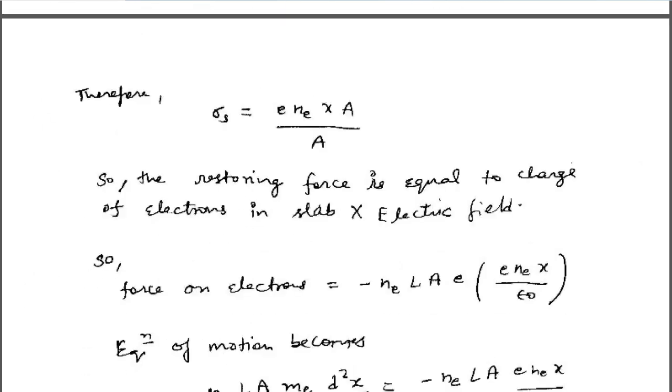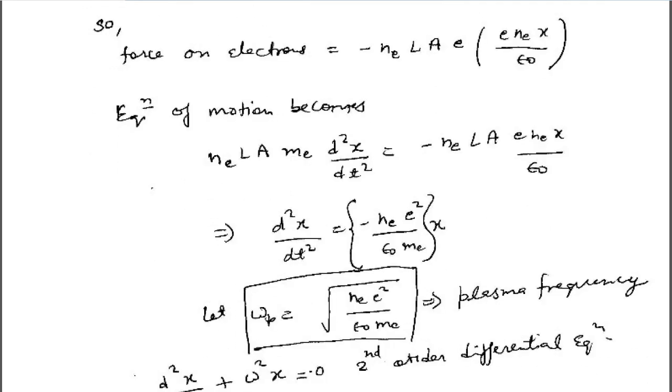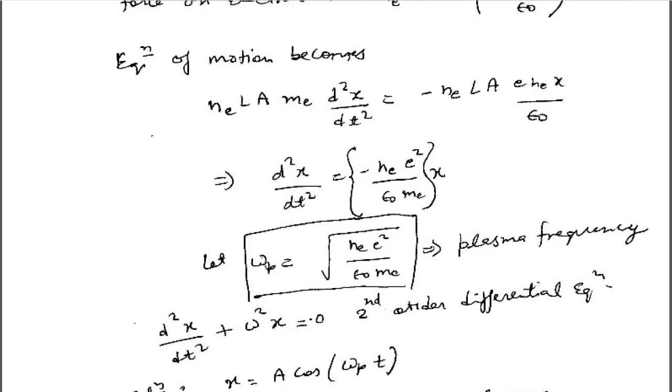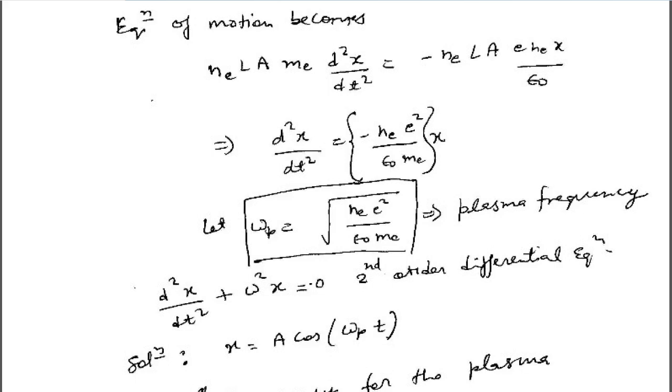So the equation of motion becomes: you put everything here, the mass on the left side with d square x by dt square, and the force expression on the right-hand side, and the common terms cancel each other. Finally you get d square x by dt square equals minus n e e square divided by epsilon naught m e, times x. If I assume that this expression without the minus sign is omega p square, that is nothing but the plasma frequency. So this is d square x by dt square plus omega p square x equals 0, a well-known second-order differential equation, which has the solution x equals A cos omega p t. This is the natural frequency.